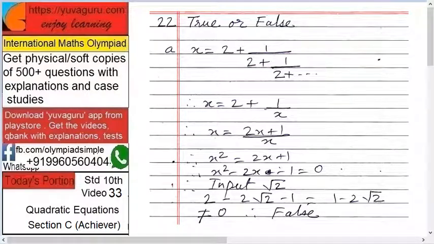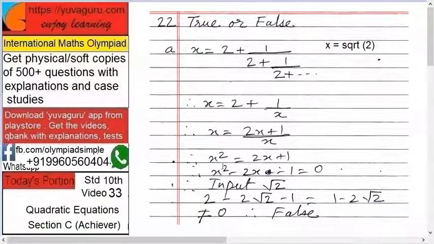Now input, sorry, we have to check whether x equals square root of 2 or not. That's what the question asks, not 0. So true or false: x equals square root of 2. Up till now, we have x, then x square equals 2x plus 1.